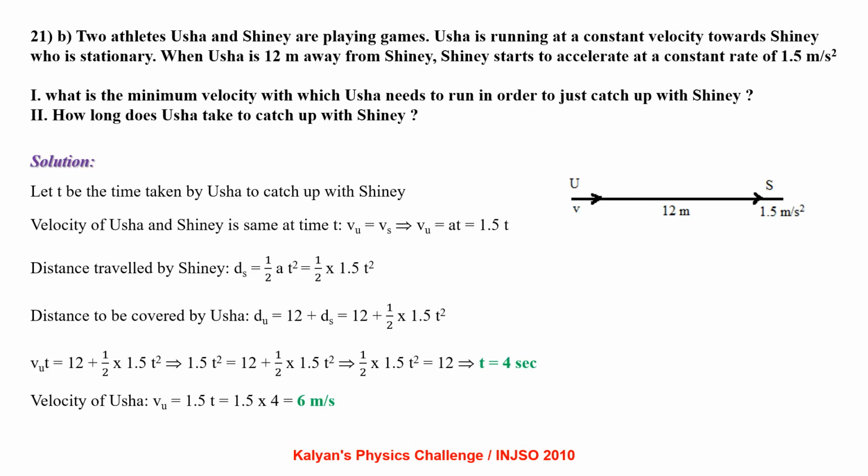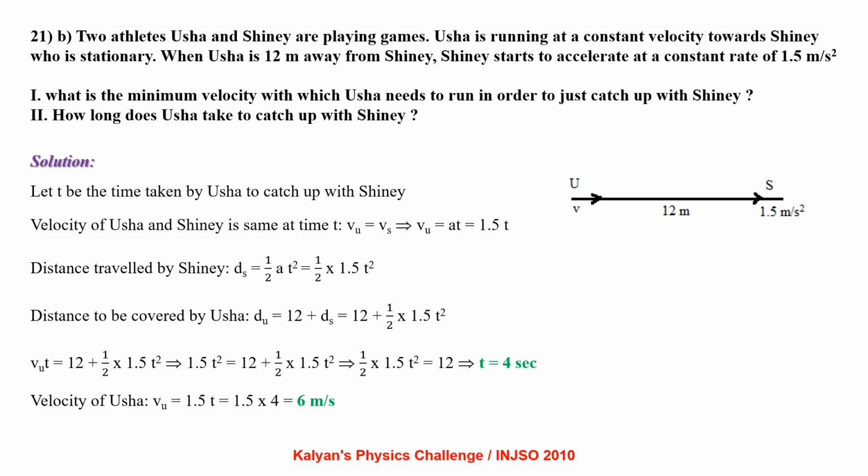Two athletes, Usha and Shiny, are playing games. Usha is running at a constant velocity towards Shiny, who is stationary. When Usha is 12 meters away from Shiny, Shiny starts to accelerate at a constant rate of 1.5 meter per second square. What is the minimum velocity with which Usha needs to run in order to just catch up with Shiny? How long does Usha take to catch up with Shiny?